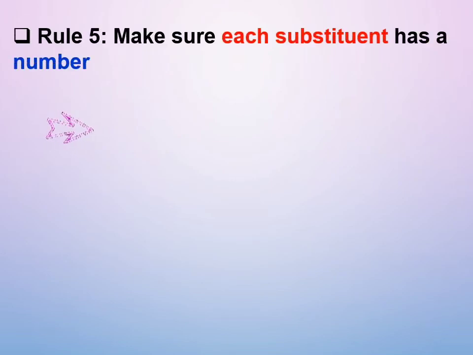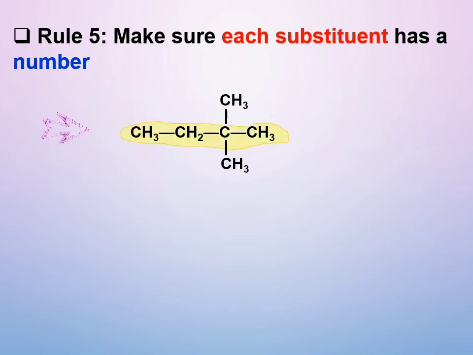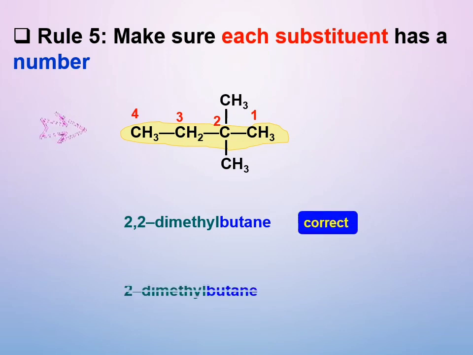Rule number 5: make sure each substituent has a number. For example, here the longest chain is 4 carbons, and we have two substituents at carbon number 2, so it will be dimethyl. So your IUPAC name is 2,2-dimethylbutane. The common mistake made by students is that they don't put the number for all the substituents.